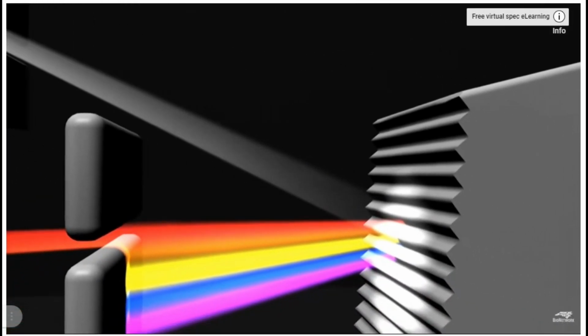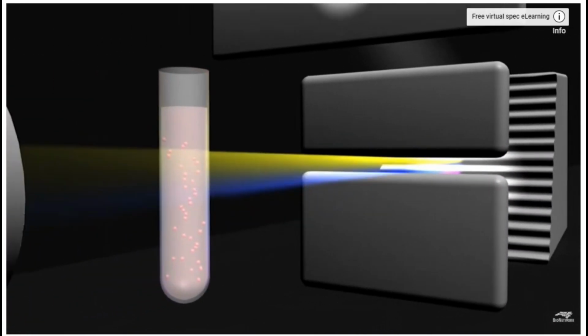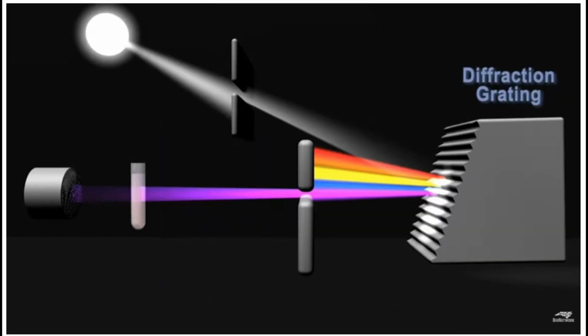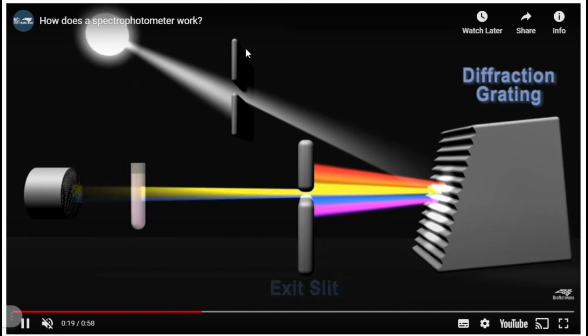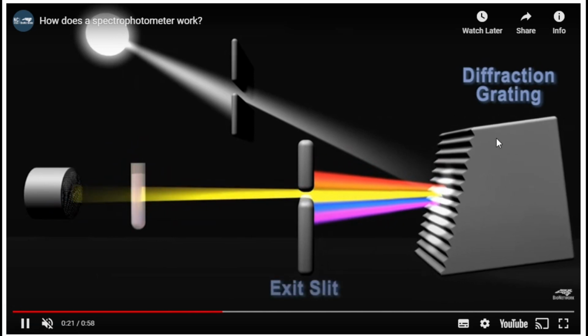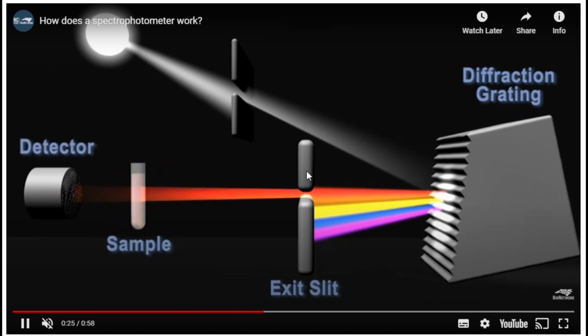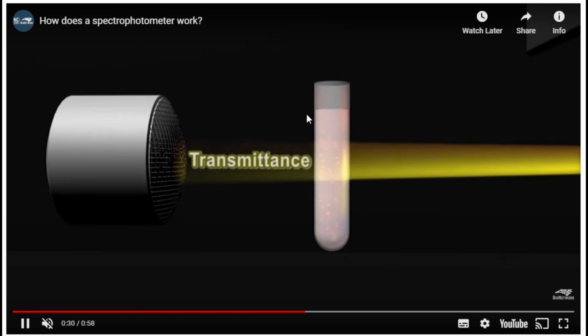So this is how a spectrophotometer works. This is the inside of a spectrophotometer machine. As you can see here, there is a light source and here is the entrance slit. Here is the monochromator, and this monochromator will split the light, and here is the exit slit. From the exit slit, here is the sample.